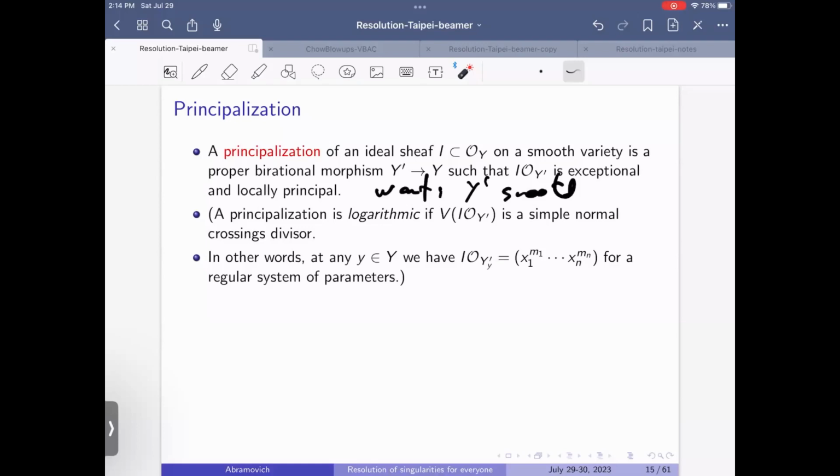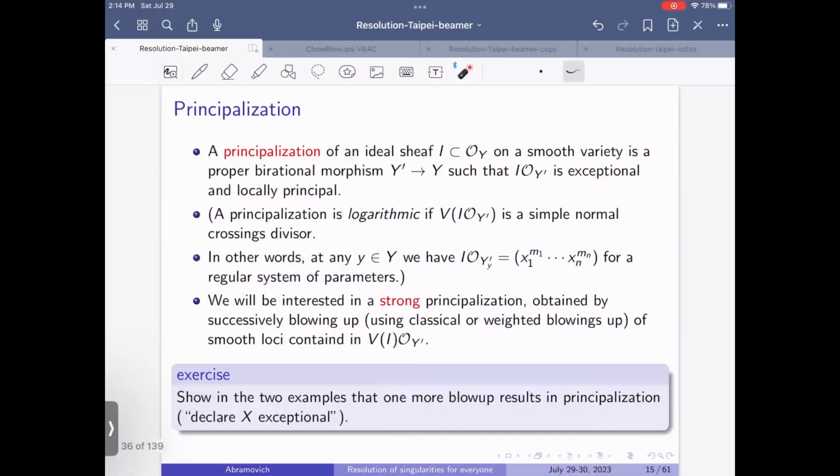For today's lecture, I will not insist on this. We'll be interested in a strong principalization, which takes a smooth variety and gives you something smooth, obtained by successively blowing up, using either classical or weighted blowups, smooth loci inside the vanishing locus of I. So you want to always blow up inside the vanishing locus and always blow up smooth things.